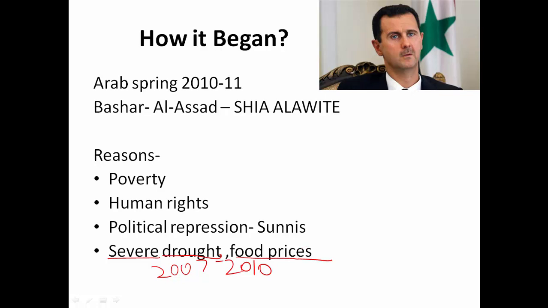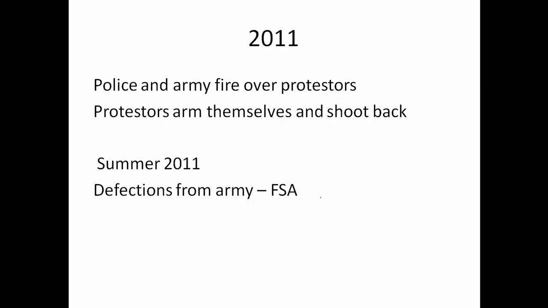All these conditions led to an uprising, and these protests were held in March of 2011 against the government, but police and army fired upon the protesters, and after a few days the protesters also took up arms and they shot back at the police and army. This is how the civil war began. This is how the civil unrest began.